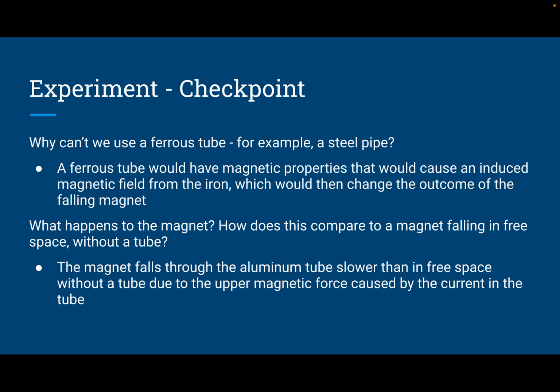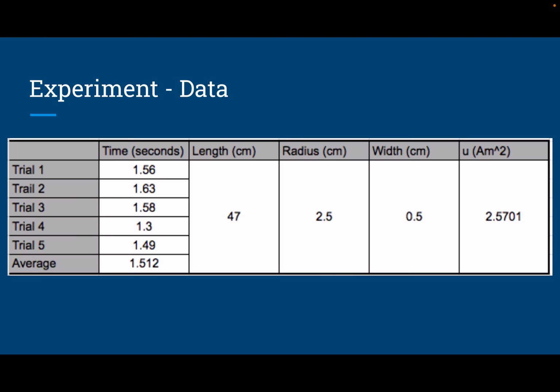So our checkpoint questions. Why can't we use a ferrous tube? A ferrous tube would have magnetic properties that would cause an induced magnetic field from the iron, which would then change the outcome of the falling magnet. What happens to the magnet? How does this compare to a magnet falling in free space without a tube? A magnet falling in free space without a tube falls faster, and the magnet falling through the tube is slower due to the upward magnetic force caused by the current in the tube. So here is our data, all 5 trials. The length, radius, width, and magnetic dipole moment from Lab 3 are all tabulated here.